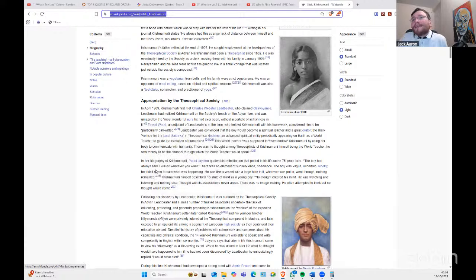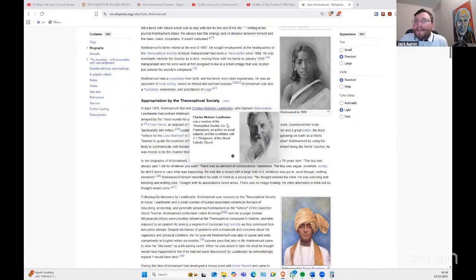It's interesting, he wasn't good at taking in new factual information. It's clear he's not an idiot, but in that environment he was struggling with that. But Leadbeater believed he would become a spiritual teacher and great orator, the likely vehicle for Lord Maitreya. Well, I'm pretty sure Leadbeater is probably the EIE figure here. Wouldn't be surprised.